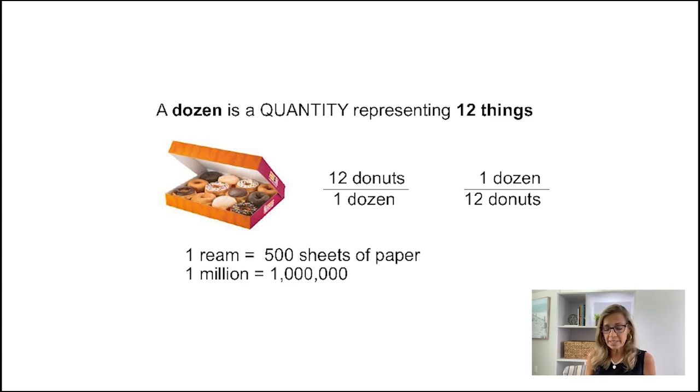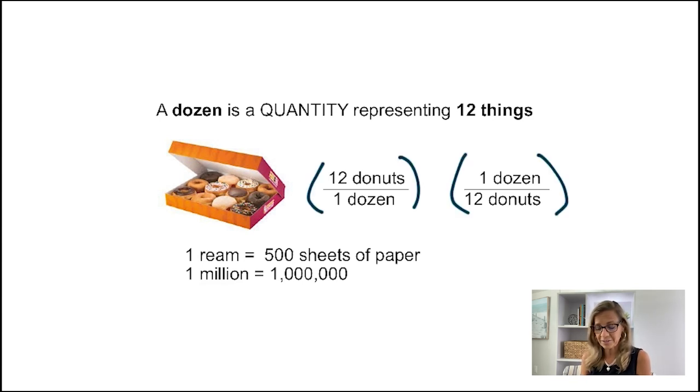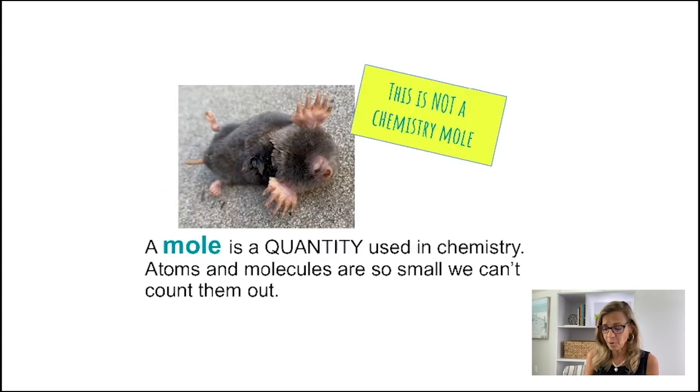So you understand dozens. If you were converting back and forth between donuts and dozens, you would be using these conversion factors. You either multiply by 12 or divide by 12, and you know how to do that. Other quantities that you may know and use in everyday life would be a ream, 500 sheets, or a million. So you understand quantity. Now let's understand the mole.